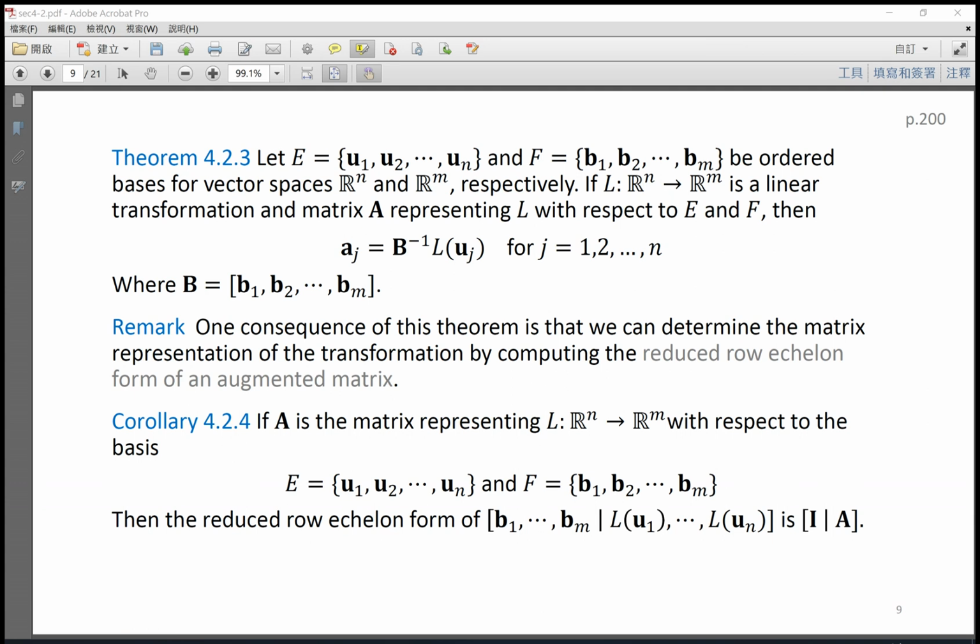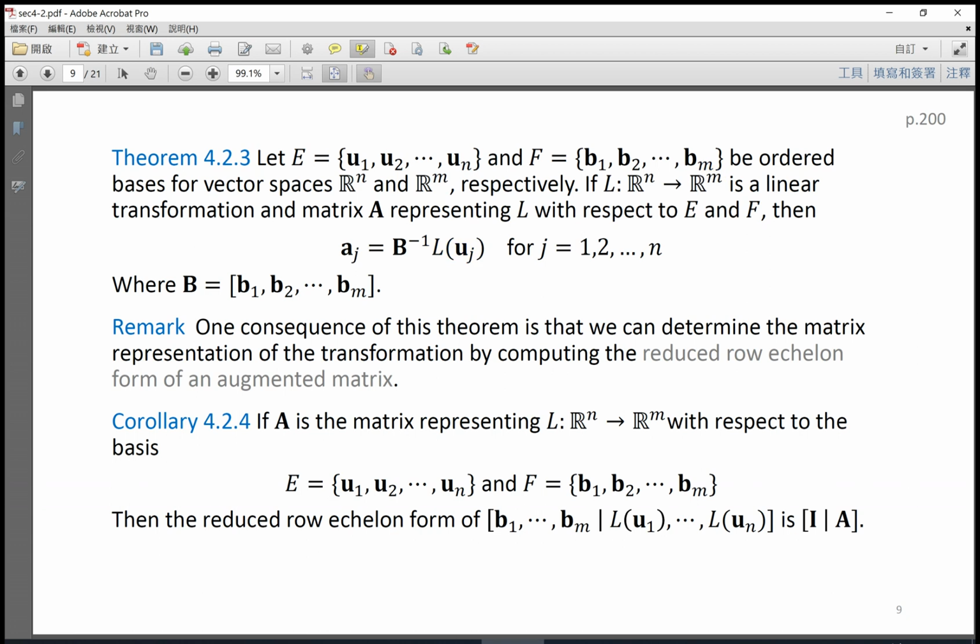Let E and F be two bases in Rn and Rm respectively. If L is a linear transformation from Rn to Rm, and the matrix A represents L with respect to E and F, then the jth column of matrix A equals the inverse of matrix B times L of Uj. The column vectors of matrix B are elements of the basis F. The dimension of matrix B is m times m, and therefore B is a square matrix, and L of Uj is a vector in Rm because the output of L is in Rm.